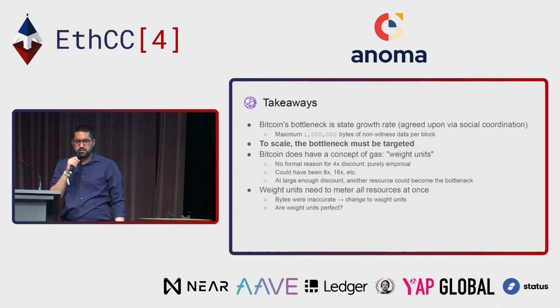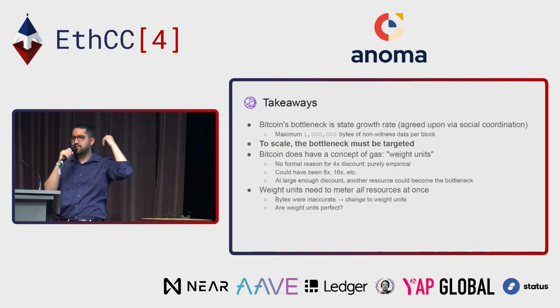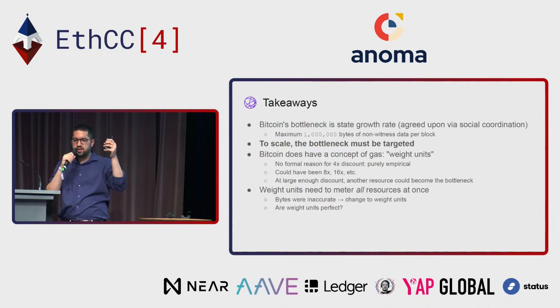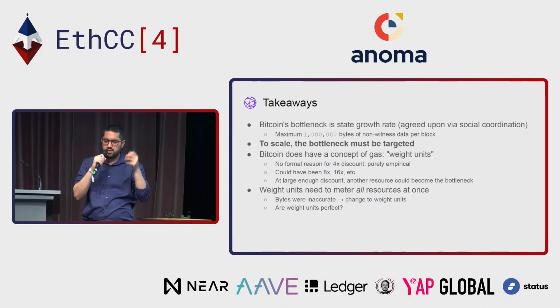Okay, some takeaways. What do we learn from Bitcoin and Segwit? Bitcoin's bottleneck is the state growth rate, and this is agreed upon via social coordination. It's not some magic thing that exists because of math. It's not governed by math. It's a social construct. Ethereum has similar social coordination. And the agreed upon rate at which the state should grow is 1 million bytes of non-witness data per block.